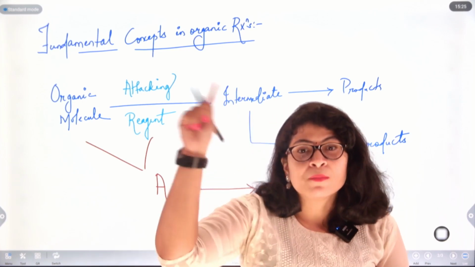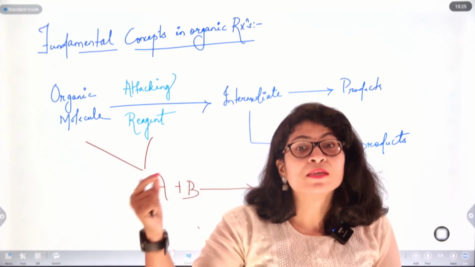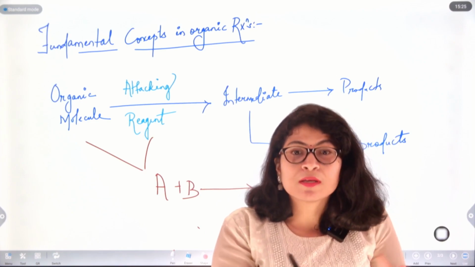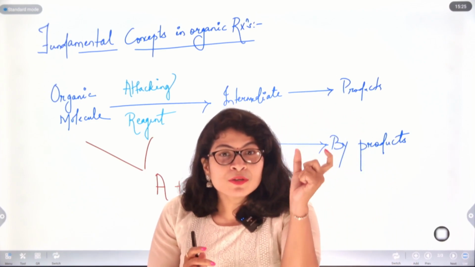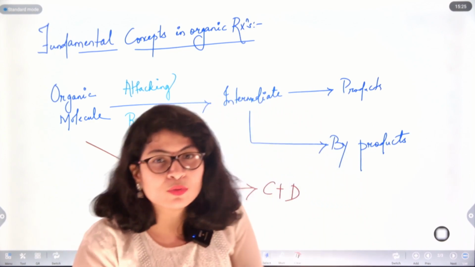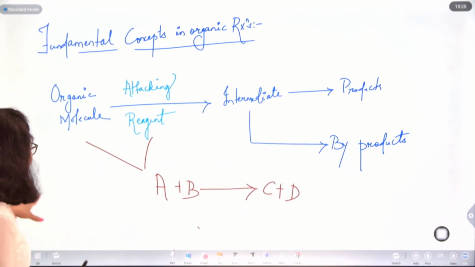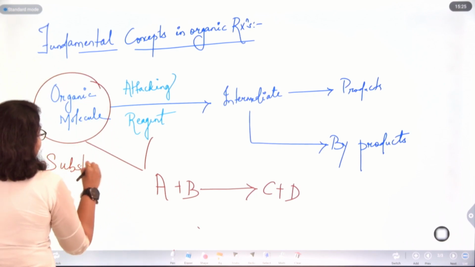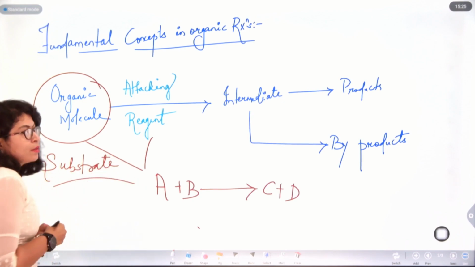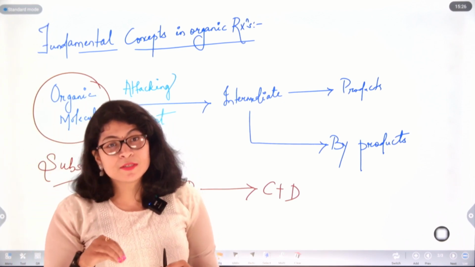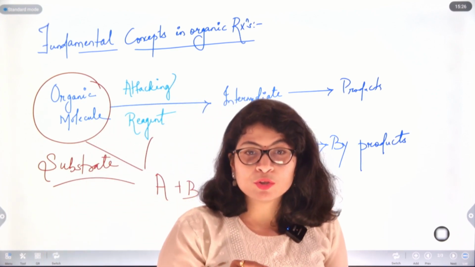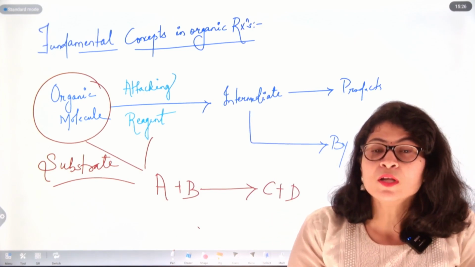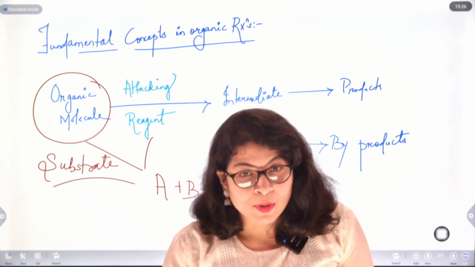On the substrate, something comes to attack, which is known as the attacking reagent. Now the substrate and attacking reagent react with each other and combine to give a transition compound, which is known as the intermediate. So my organic molecule was known as the substrate. Substrate is that molecule under study, that compound which lends its carbon for forming the new organic compound. Got it?